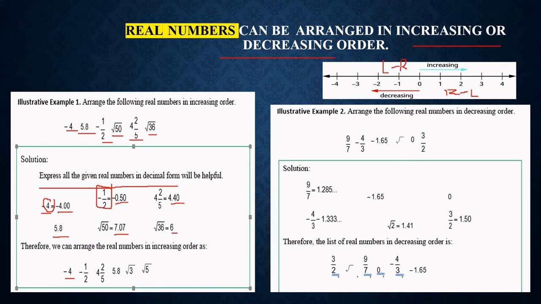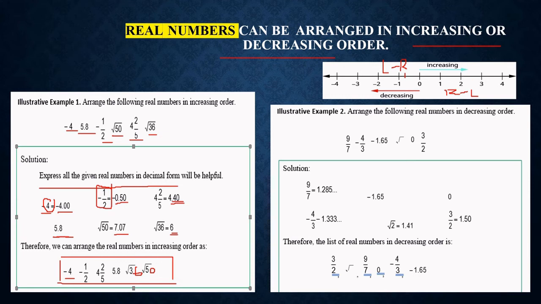Next is negative 1 half. Next is 4.40. Next is 5.8. Next is 6, which is square root of 36. Next is square root of 50, which is 7.07. Okay? So, your answer must be negative 4, negative 1 half, 4 and 2/5, 5.8, square root of 36, and square root of 50.